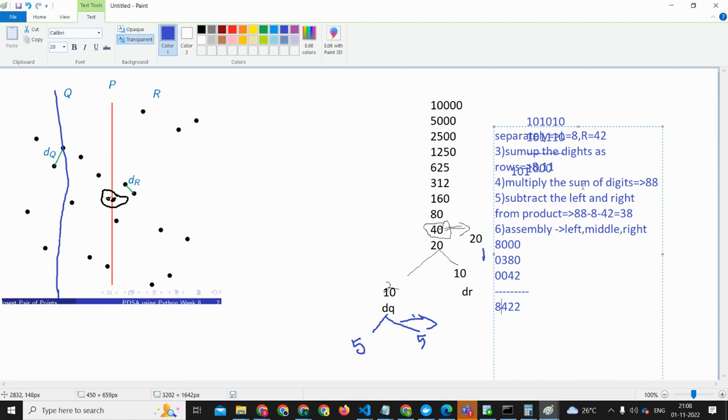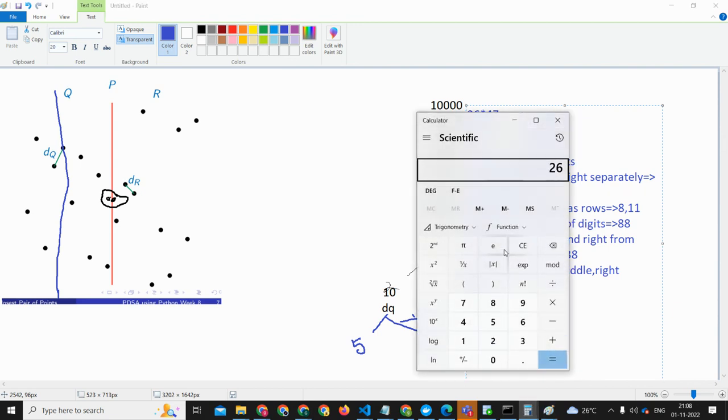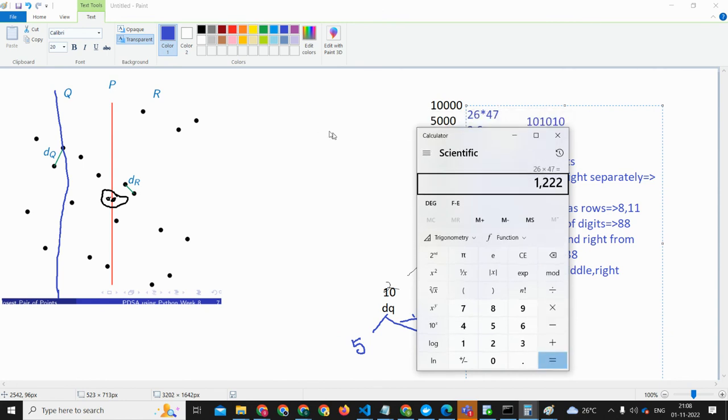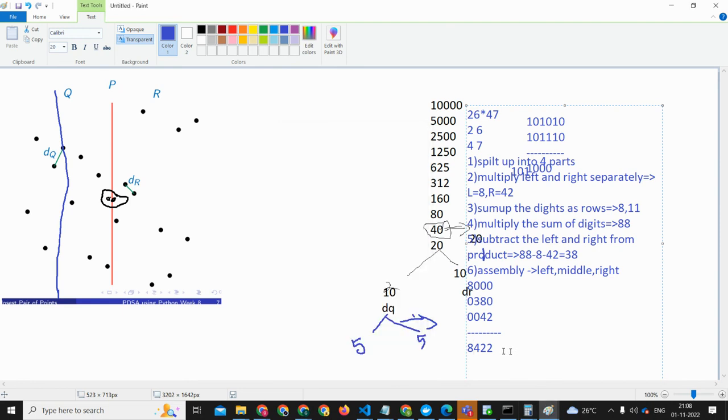What are we trying to multiply here initially? 26 times 47. No, something is wrong. I think we missed something in the assembly part. The arrangement is not correct, I believe.